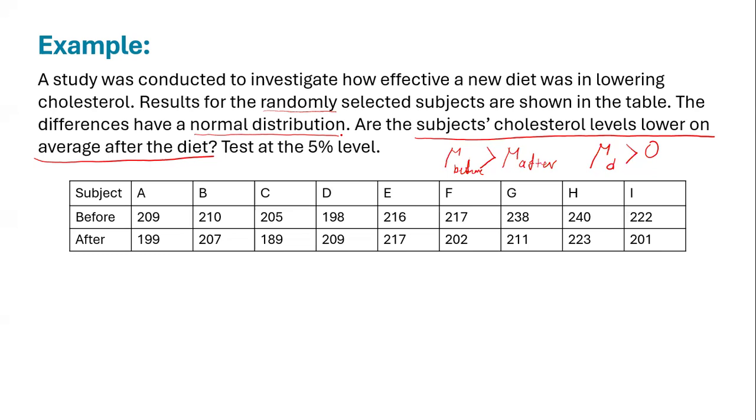Now we need to write the null and alternative hypothesis. To write them, we use the claim. And as I explained, since it says we want to have a lower average after the diet, that means mu sub d must be greater than 0, which is the claim. And we put that one on the alternative. And if the alternative is greater than, that means the null can be less than or equal to. Okay, let's just leave some space for finding the difference values.